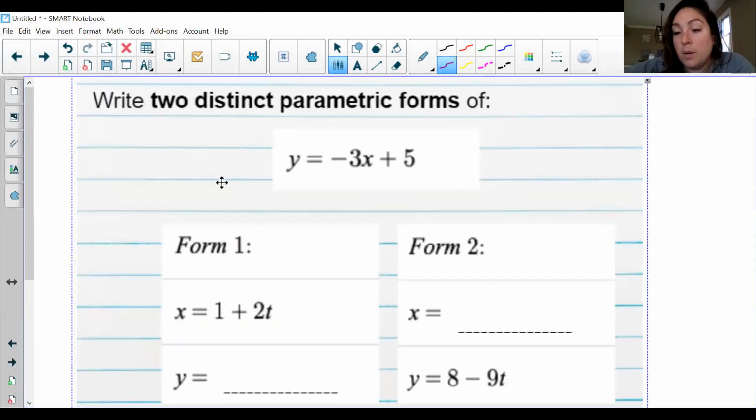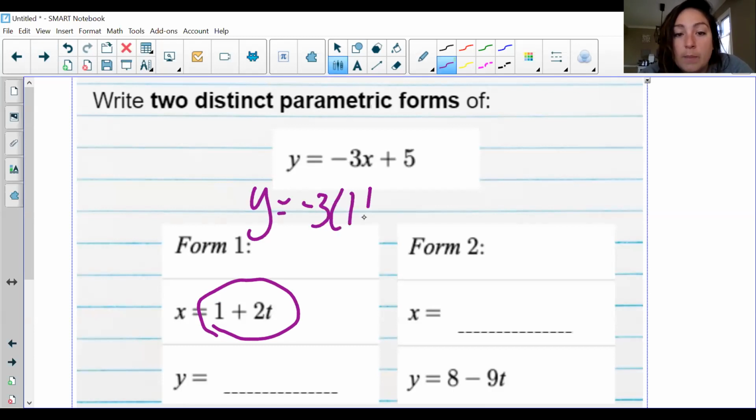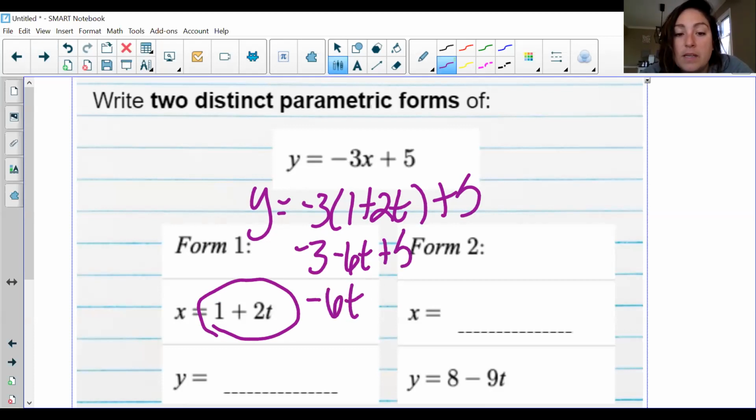All right, another type of question is how do I write a parametric equation when you're given half of it? So again, don't make it any harder than it needs to be. You already know half the equation, use it. So if I know x is equal to 1 plus 2t and y is equal to negative 3x plus 5, then y is equal to negative 3 times 1 plus 2t. So negative 3 minus 6t plus 5. So that's negative 6t plus 2.